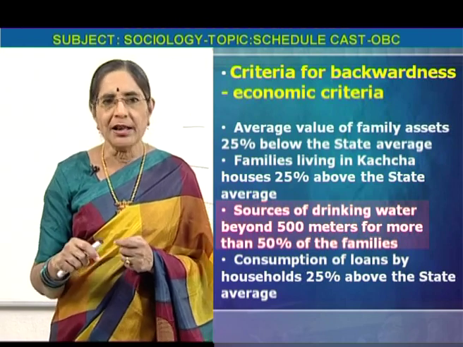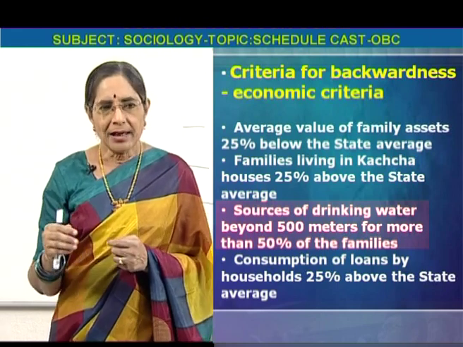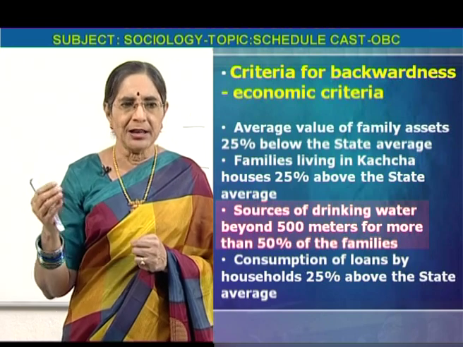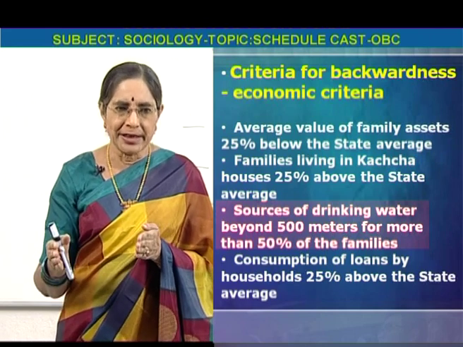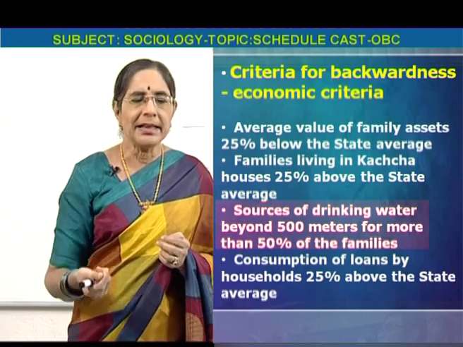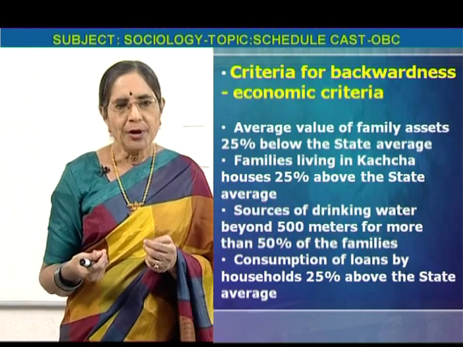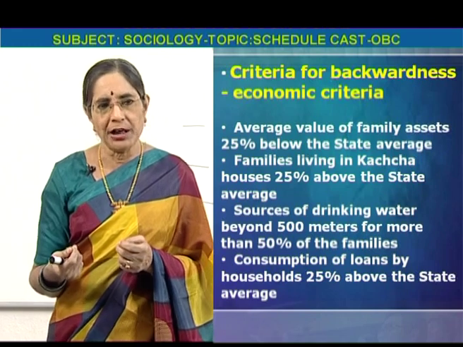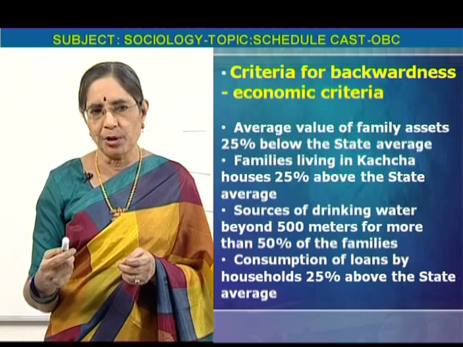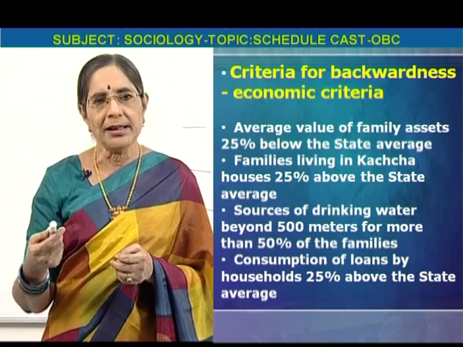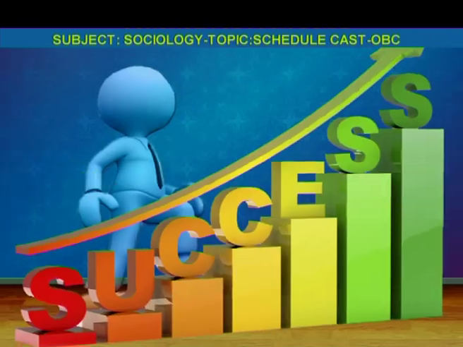Sources of drinking water is also one such criterion. If persons are expected to go beyond 500 meters and such families are more than 50% above the state average, then that is another economic criterion for backwardness. Consumption of loans is another aspect taken into consideration by the Mandal Commission. Consumption of loans by households, 25% or more above the state average, was considered an economic backwardness criterion.